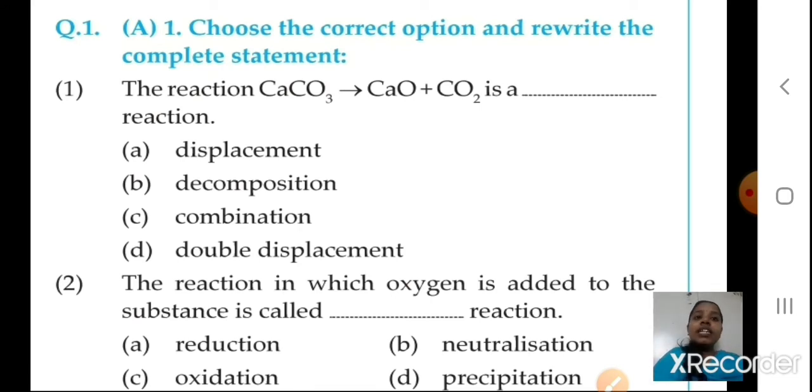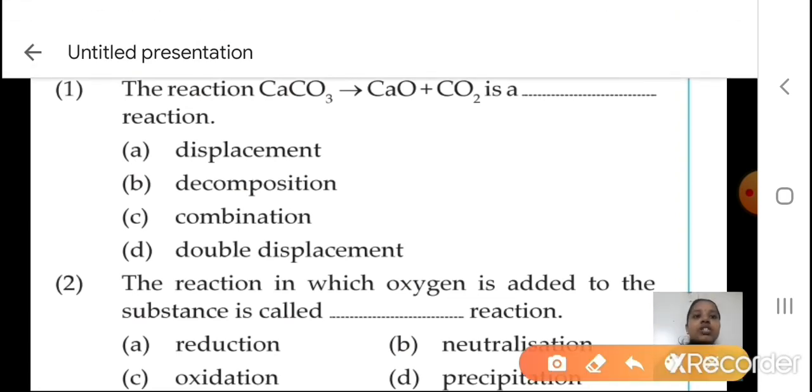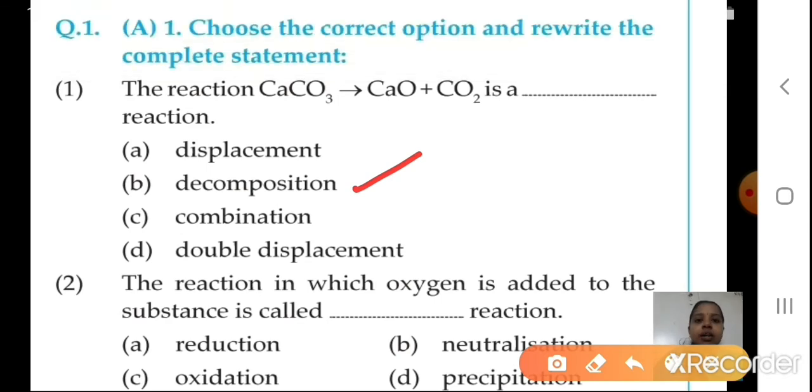The reaction calcium carbonate gives calcium oxide plus CO2 is a dash reaction. Students, which type of reaction is it? Guess. Here you can see calcium carbonate, a single reactant, got divided into two products. So which reaction is it? Is it combination, displacement, decomposition or double displacement? Yes, it is a decomposition reaction. So my answer will be decomposition.